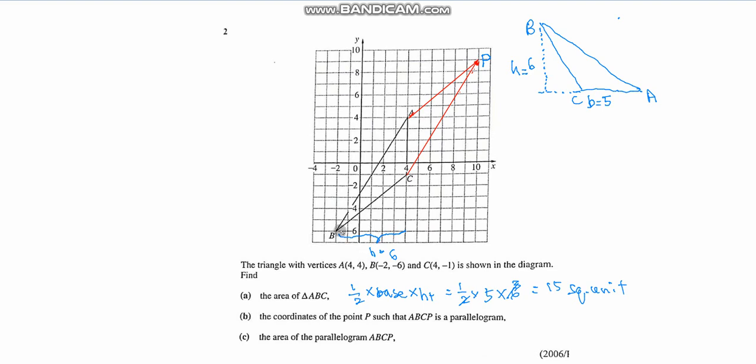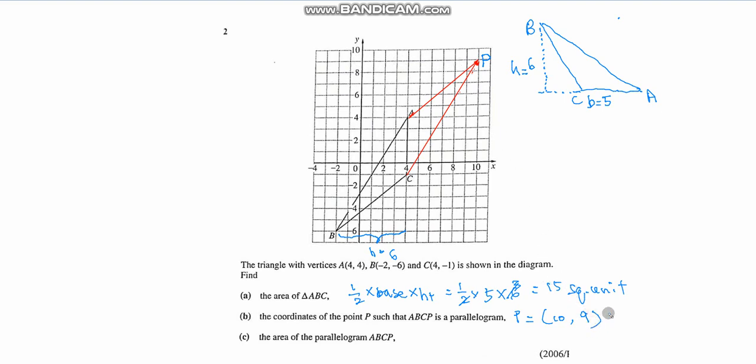So if you go by the number of boxes, 1, 2, 3, 4, 5, 6, from here, then vertically from here you count 1, 2, 3, 4, 5. So you can get this point. Then the coordinate of P would be, for x, 10, and for y, 9.